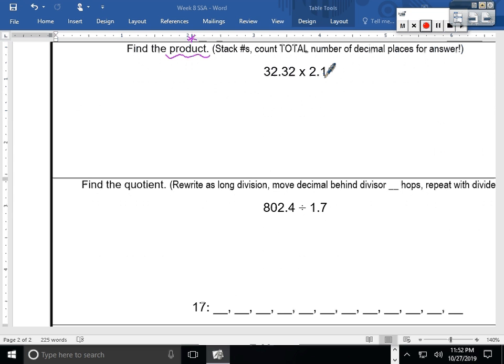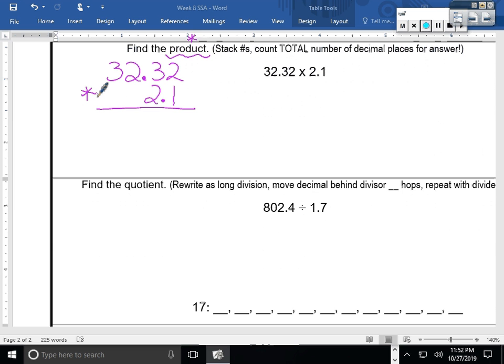So I give you a hint. I say let's stack the numbers, then count the total number of decimal places for your answer. So we're just going to stack the numbers. And that does not say stack the decimals. If you notice, it says don't worry about that. And this is really tough for students because they're so used to hearing stack the decimals, stack the decimals. It's true, you need to stack those place values when you are talking about addition and subtraction of decimals. But when we're multiplying or dividing, we do something a little bit different here.